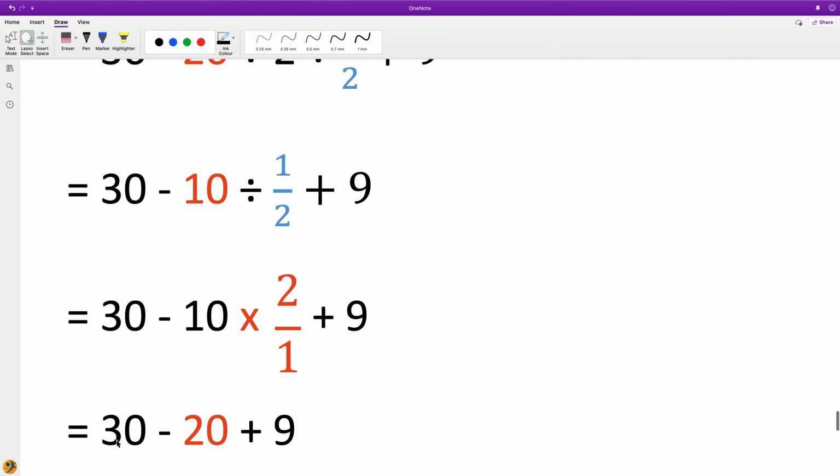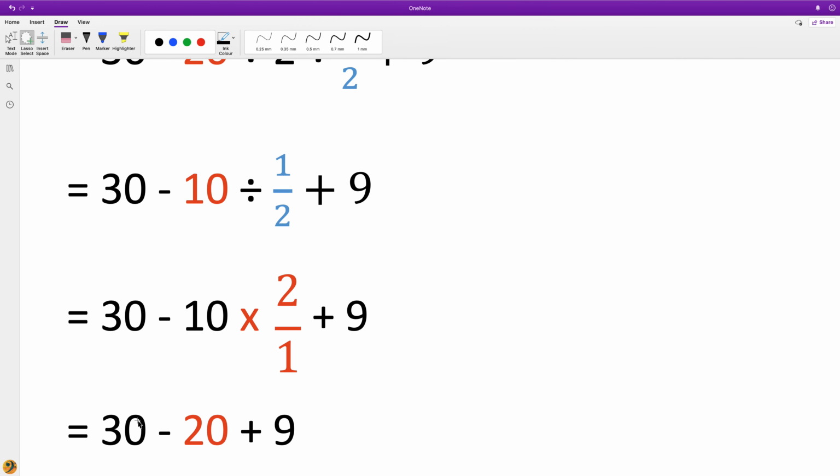So we have 30 minus 20, because all we've done here is evaluate this. 10 multiplied by 2 over 1 is 20. And then we just write the rest of whatever we have in our operation, which is a plus 9. So we have plus 9 here. Now it's looking a bit simpler than when we first started.